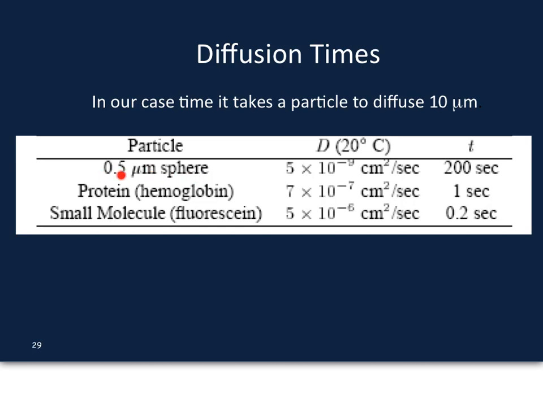So here's, for example, a 0.5 micron sphere of whatever substance. That guy would take quite a long time, 100 seconds potentially, because it has a relatively low diffusion constant. Whereas if we're looking at a protein like hemoglobin, it's going to go a lot faster. It has a much higher diffusion constant, and it can only take a second potentially. And if we are looking at a very small molecule like fluorescein, then we can get something even smaller than that, 0.2 seconds or 200 milliseconds. So we get very different diffusion times depending on the size of the object, its viscosity, etc.